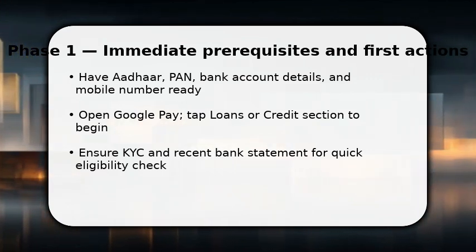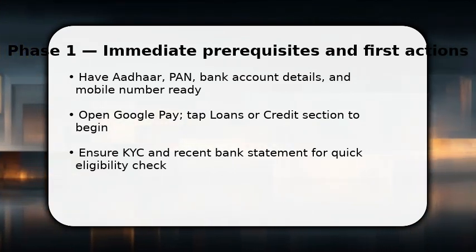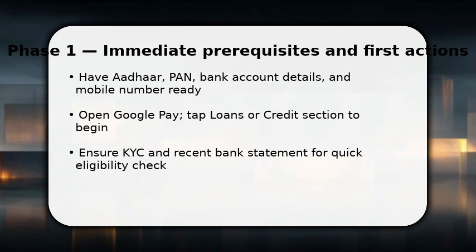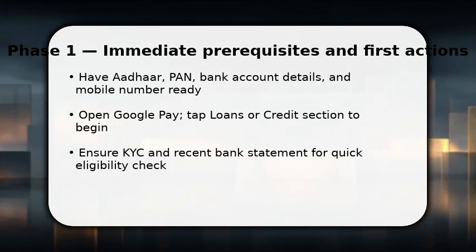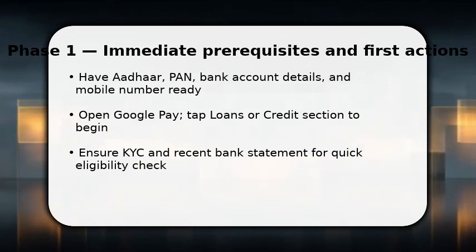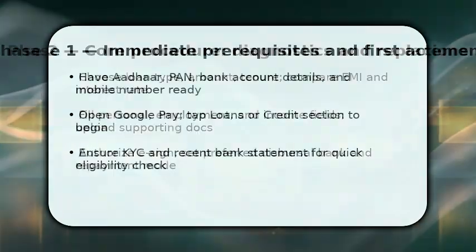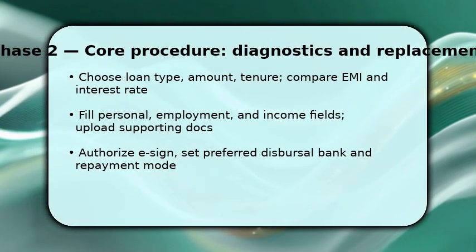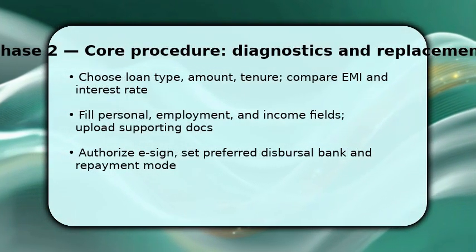Once done, follow on-screen prompts to grant permissions for account verification and upload any requested documents. This speeds approval and sets the loan flow in motion. Now you select the loan product, enter the amount and choose tenure, compare EMI numbers versus total interest to decide.